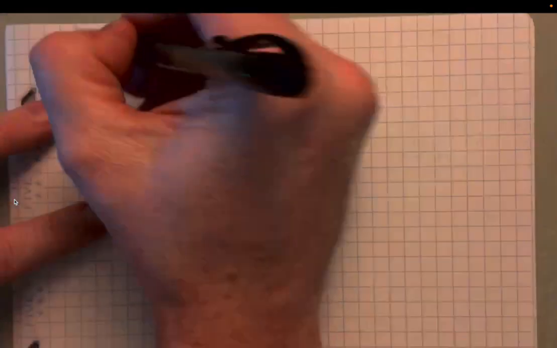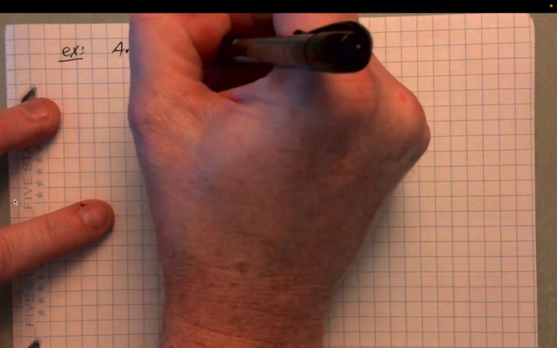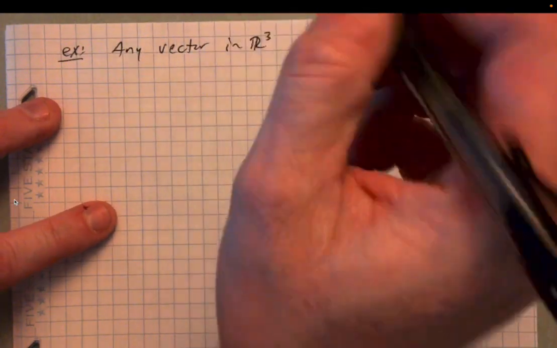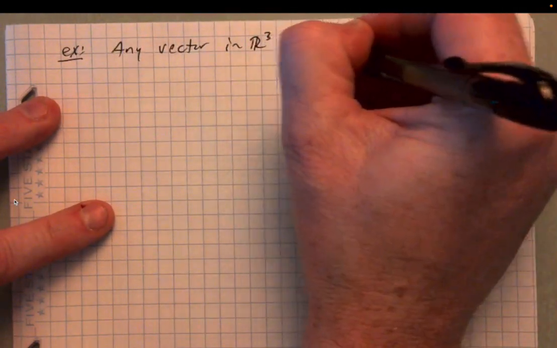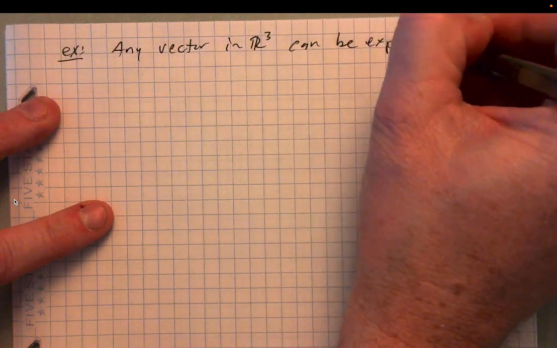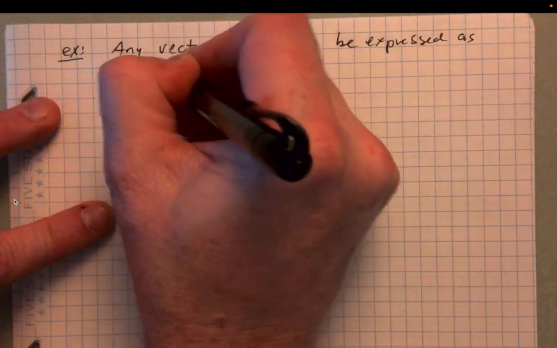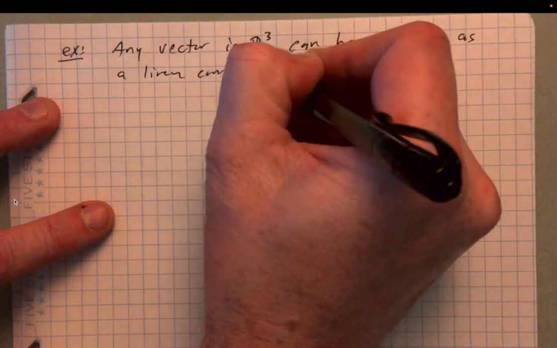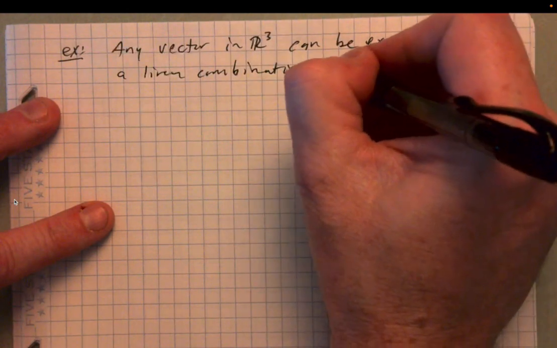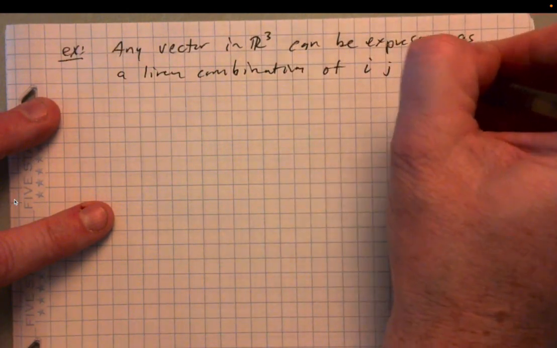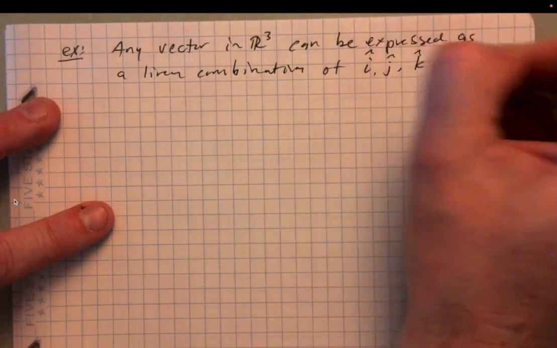Very good. And one more example, this one will be very helpful. Any vector in R3 can be expressed as a linear combination of i, j, k, the standard unit vectors.